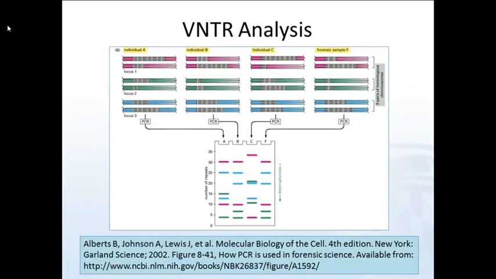Okay, here's how it works. The forensic sample is on the right. Individual A, B, and C are suspects. The gel is on the bottom. Which one is a match? Note that this is just at 3 locations, not 13. 13 locations would give you a pretty good fingerprint.